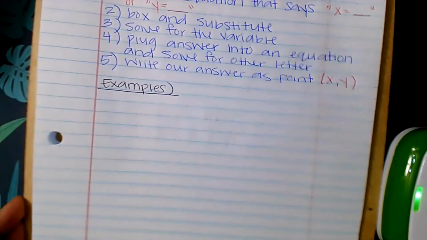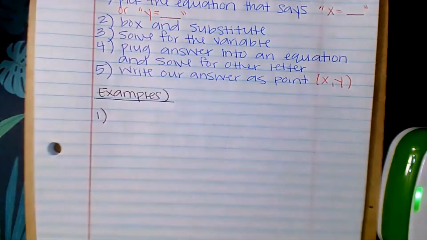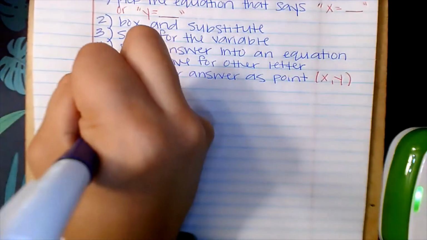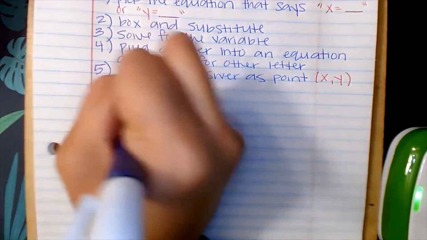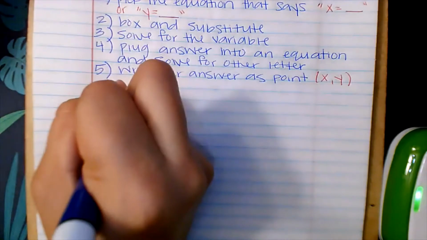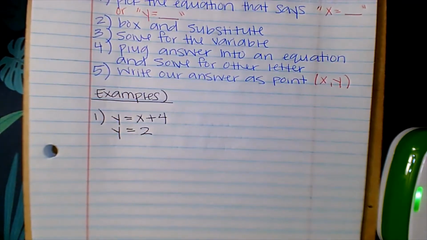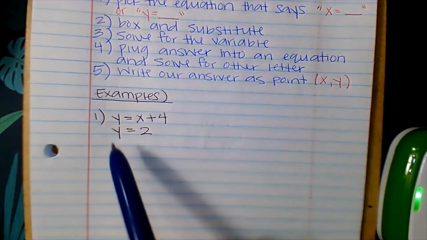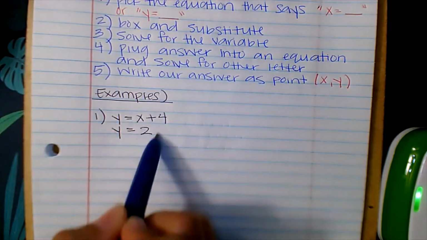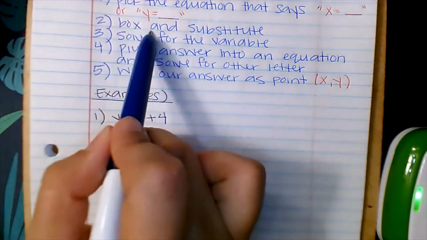All right. Let's say we have the functions, for example 1. Let's say we have 2 equations, and in our equations, we have y is equal to x plus 4, and y is equal to 2. Well, the first thing we're going to do is pick the equation that says x equals or y equals, but they both say y equals. So I'm going to go ahead and choose the second equation just because it's shorter.